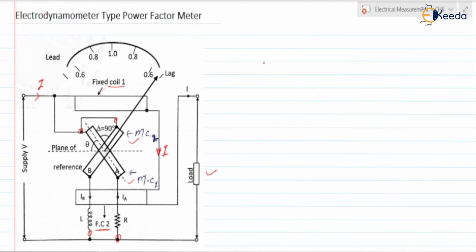Now in the operation, as I said, it basically works like a watt meter only. Suppose we have a phasor for V, the supply voltage. Next, where will the phasor for the current flowing through moving coil 1 be? The current flowing through moving coil 1, MC1, is this one.